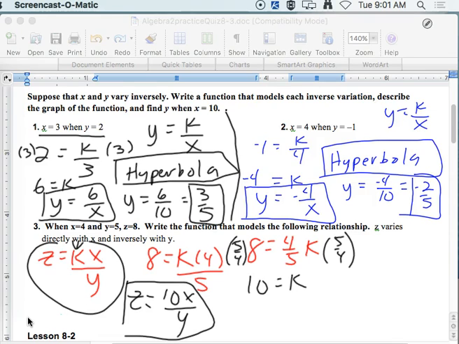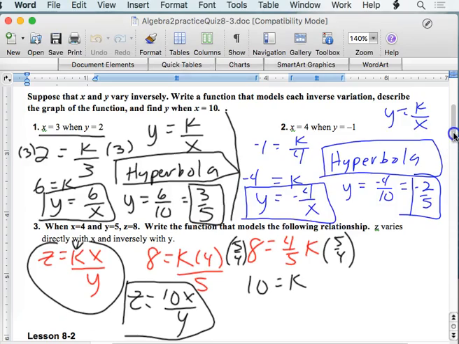So how's the memory doing here with the direct, inverse, and joint rate? Probably for some of you a good thing we're going to do 3 days a week, right? What's the only one that you divide? Just remember that. What's the only one where you divide? Inversely. Everything else is multiplication. If you can remember that, you'll be okay.